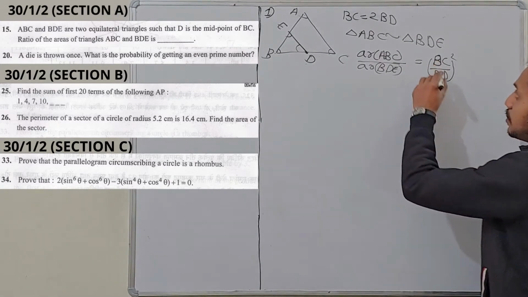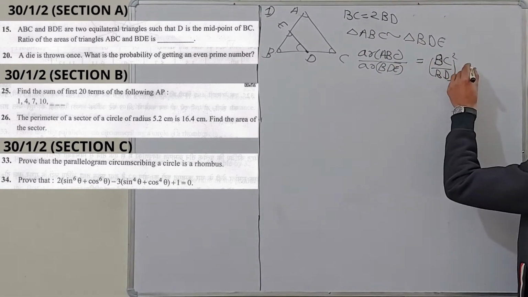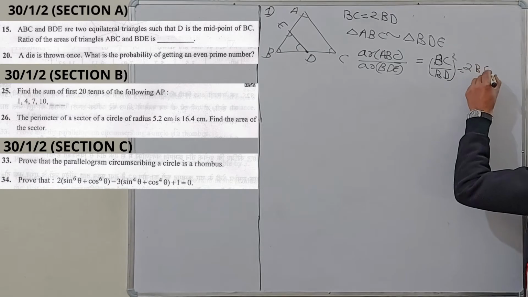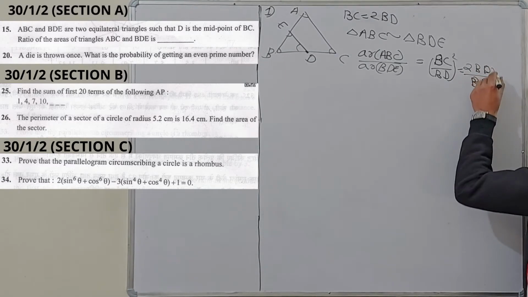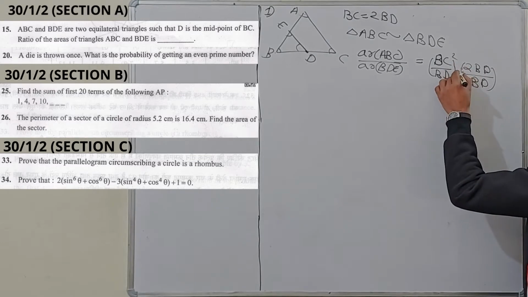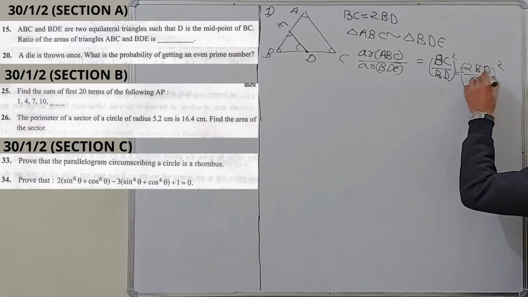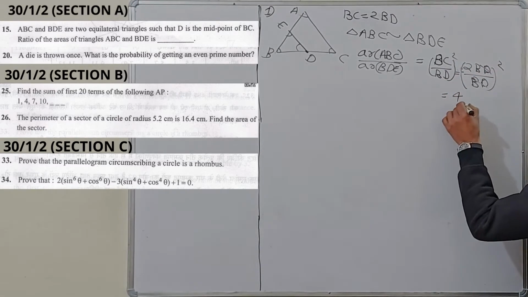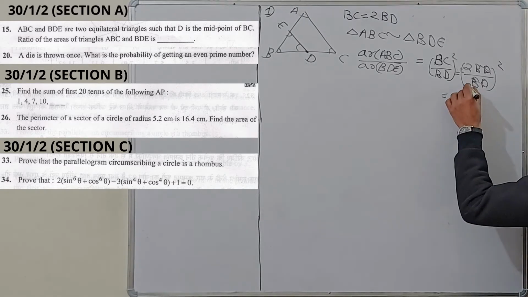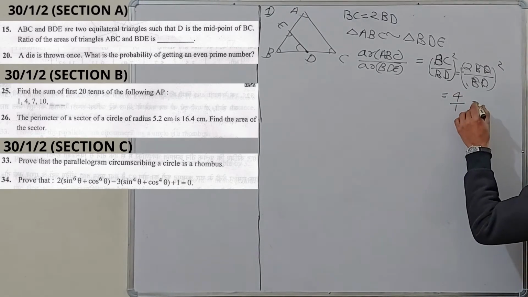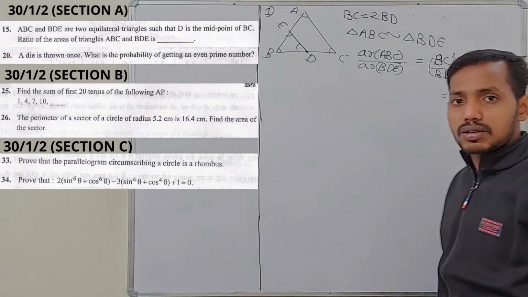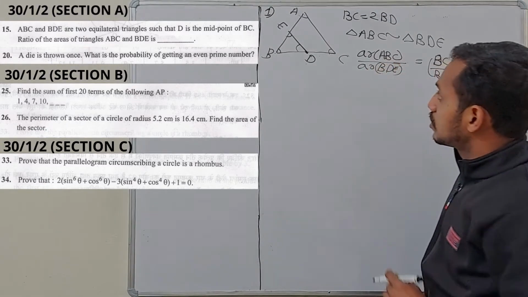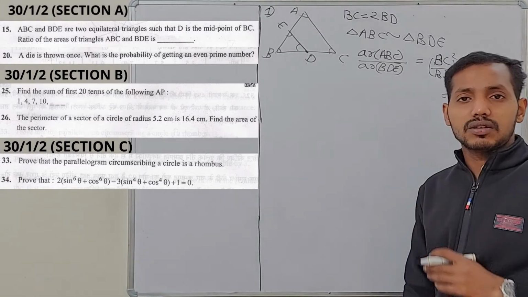What are BC and BD here? BC is 2 times BD, so it is (2BD/BD) squared. BD cancels, 2 squared is 4, over 1. That implies the ratio is 4:1. This is a very simple question. Usually, one numerical question will be there based on this theorem.